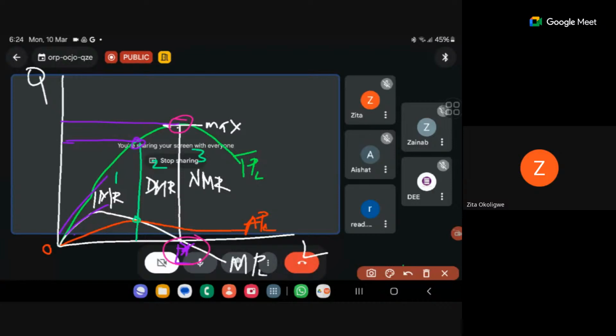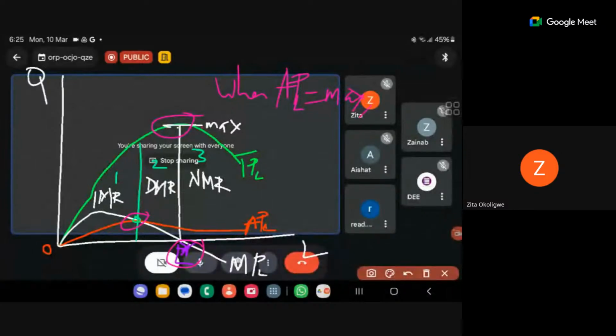Now we can go over the relationship. Part of what I'm giving you today is that I've told you that when TP is maximum, marginal product is zero.